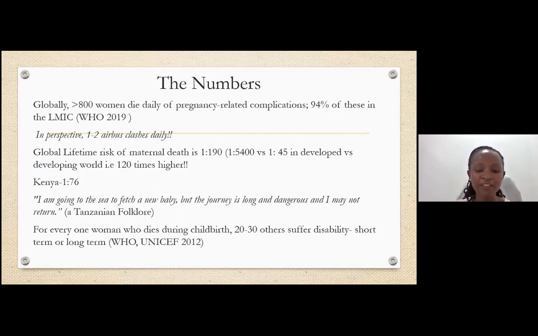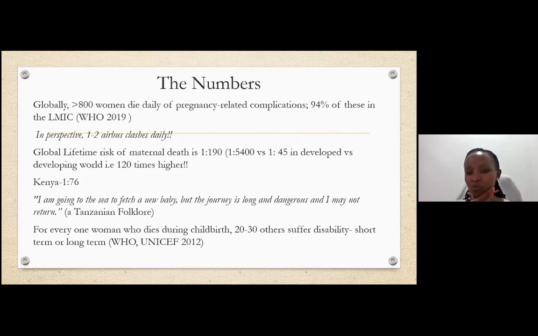So the global lifetime risk of maternal death is 1:190, and you can see the wide disparity between the developed and developing world. So the risk is much lower in the developed world, that is 1:5,400, versus in the developing world, which is about 1:45. So in Kenya, this risk is about 1:76.